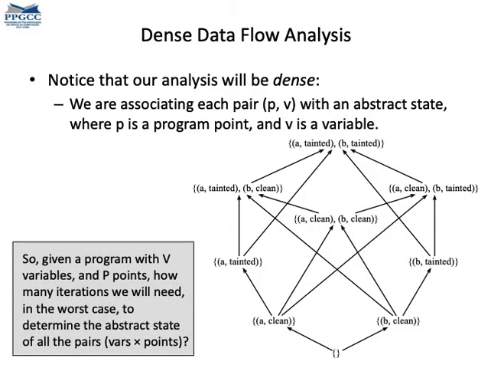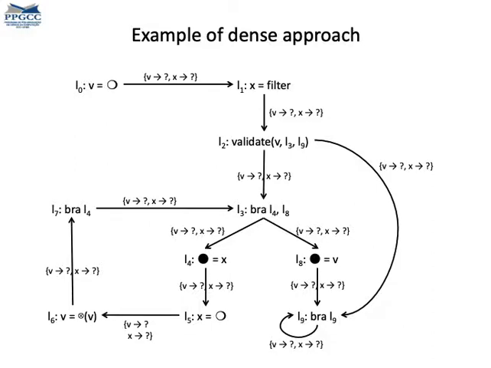Our analysis is dense because we work with the lattice of pairs. Instead of saying that a variable is clean or tainted, we say that a variable is either clean or tainted at a specific program point. So the state of the variable can change depending on which program point we are. Let's see how this analysis works on our example program.